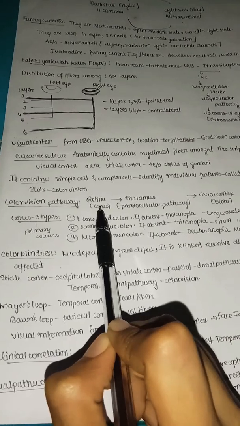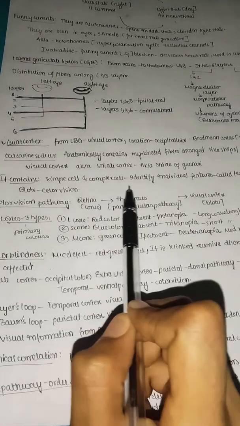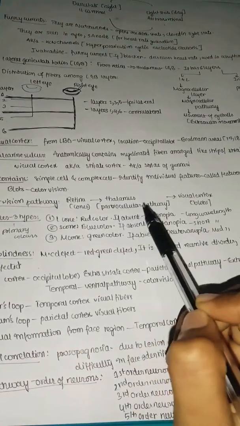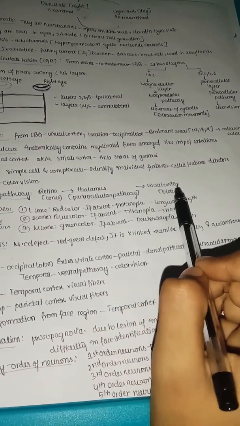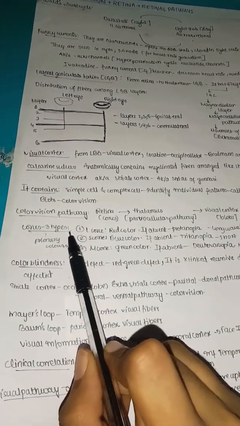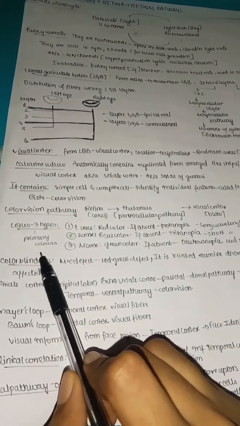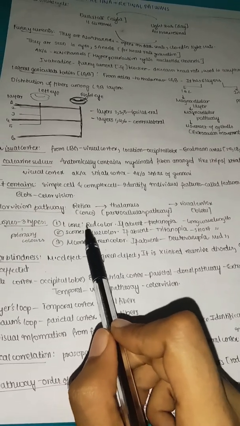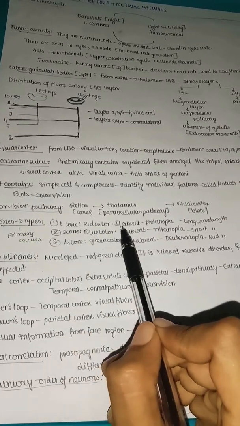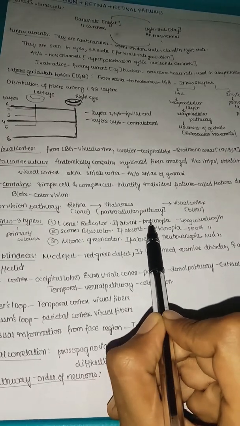So mainly whenever the light hits the cones in the retina, it sends the information to the thalamus, especially to the parvocellular pathway, and from there it will reach the visual cortex, especially the blobs. And the cones have 3 types of primary colors they can find out, that is red color, blue color and green color. For the red color it is called L cone. If absent it will lead to protanopia.